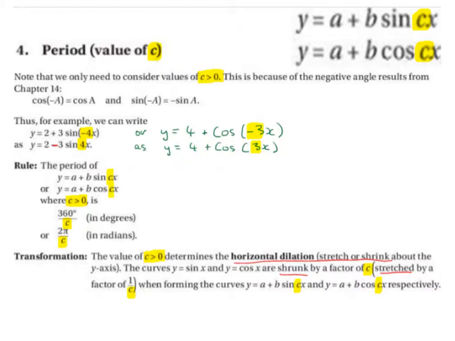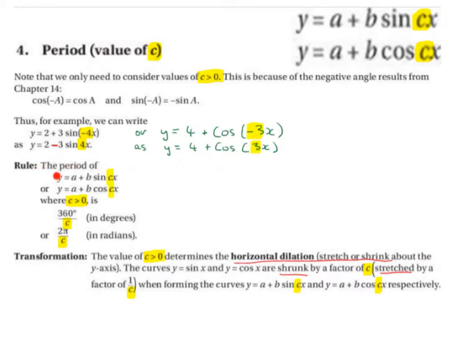Or for an example using cos, y equals 4 plus cos of minus 3x is going to give us y equals 4 plus cos of 3x. So we just make the minus into a positive. Just like cos of minus a becomes cos of a. So this is the rule.